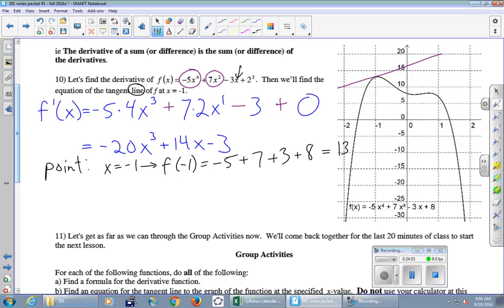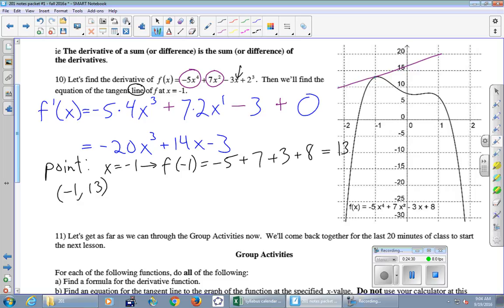Yeah, we're just plugging negative 1 into the original. So f of negative 1 is what we've written. So that means that the point we have is negative 1 comma 13. Great. Like I said, we're finding the equation of a line. This is something you've done for many years now. Still need two pieces of information, the point, which we just found, and the slope, which we need to find.